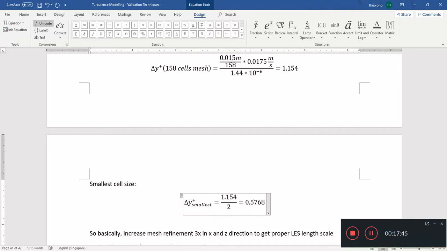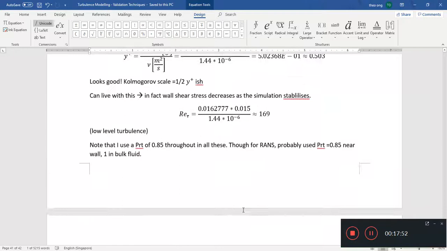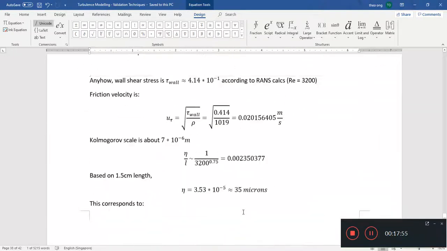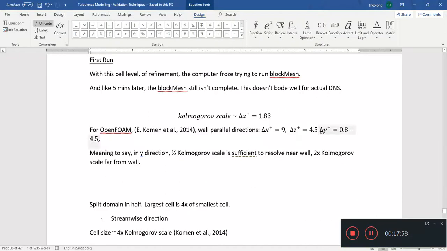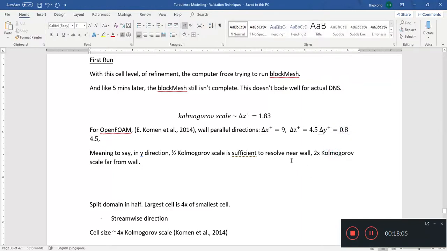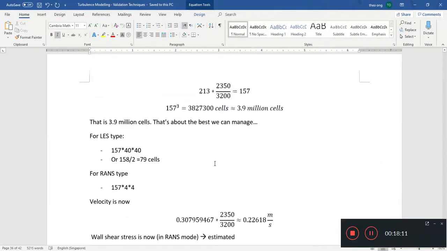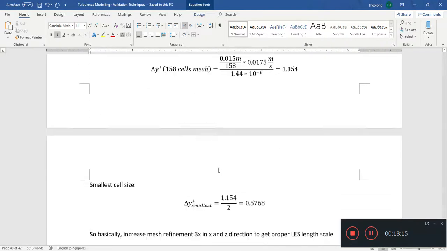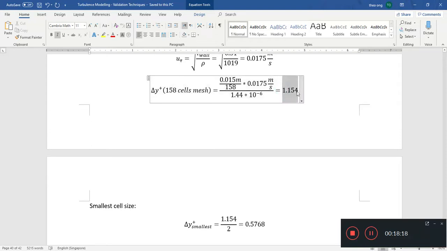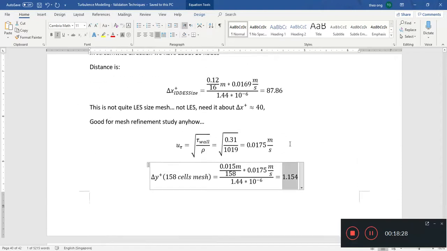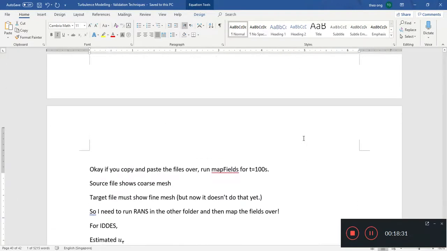Now this is very important because it says that your smallest y plus size fits very well with the criteria for DNS. For DNS, the criteria is delta y plus, the smallest, is about 0.8. If you have it slightly smaller than that, absolutely good. And your largest cell size will be y plus 4.5. With a quick calculation, you multiply by 2, that gives you about 2.3, which is smaller than 4.5, so you're within a very safe range.